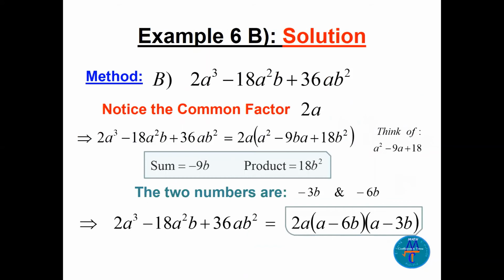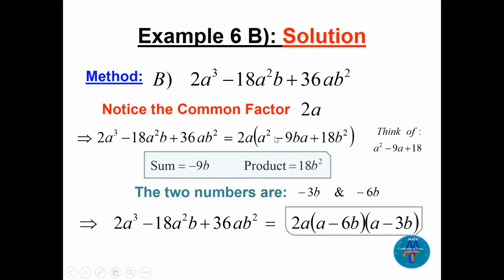Let me show you. Now, notice here, there is a common factor. 2 and 18 and 36, there is a 2. A cubed, a squared, a, there is an a. So 2a is the common factor here. See, that's the question. 2a is common. Then inside we have a squared minus 9ba plus 18b squared.